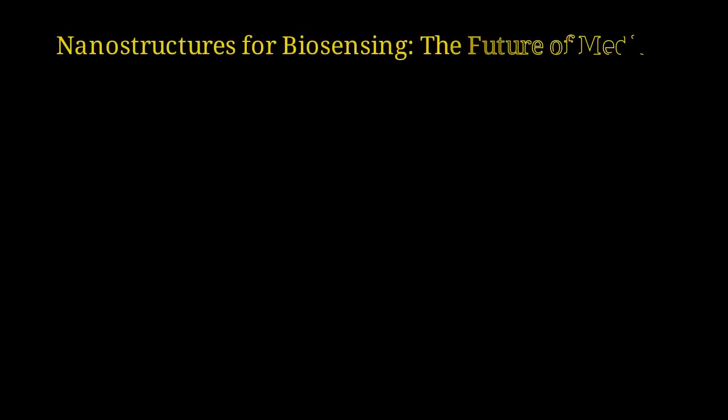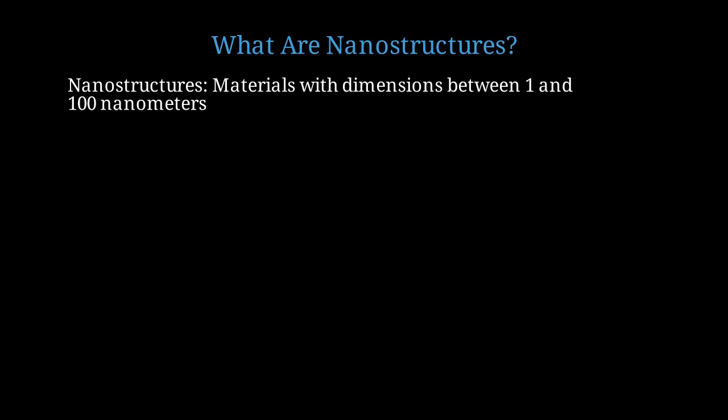Welcome to this inspiring journey into the world of nanostructures for biosensing applications. Today we're going to explore how structures smaller than a human hair are revolutionizing medical diagnostics and could save millions of lives. Let's start with the fundamentals. What exactly are nanostructures? Nanostructures are materials with at least one dimension between 1 and 100 nanometers.